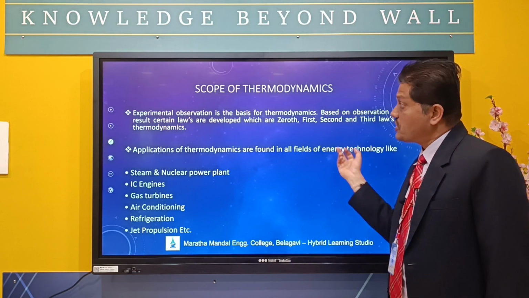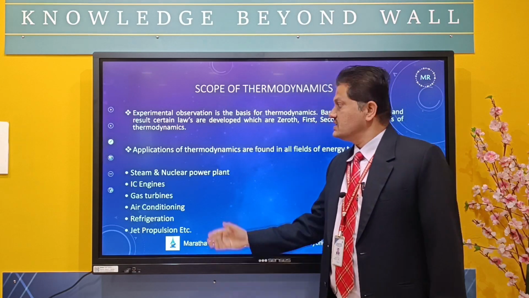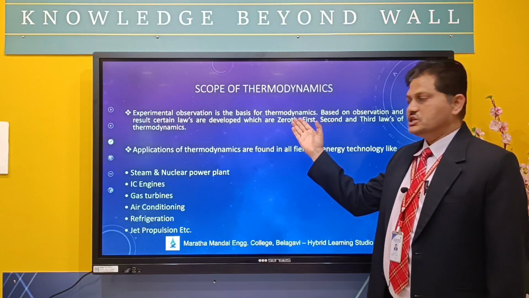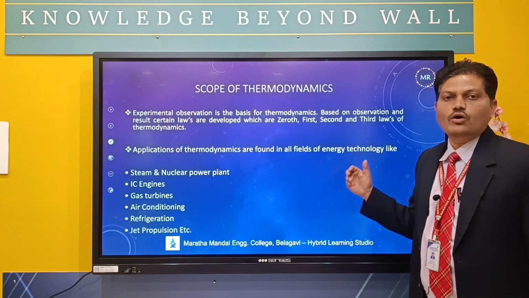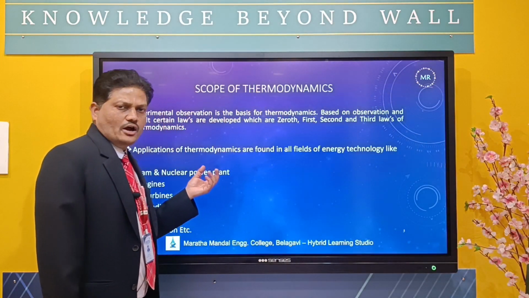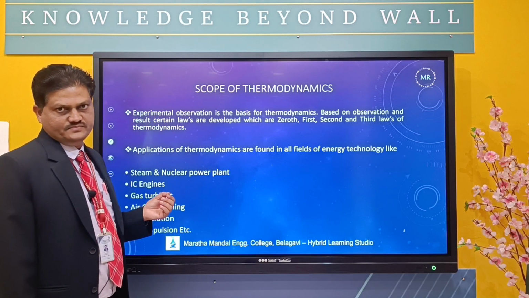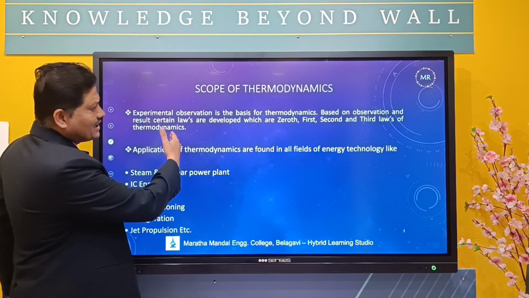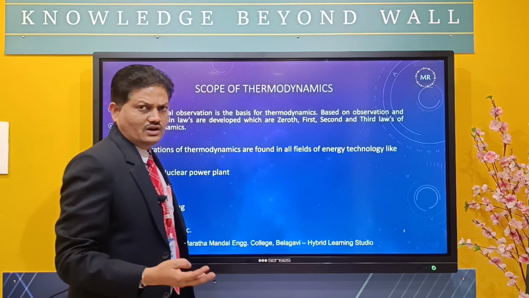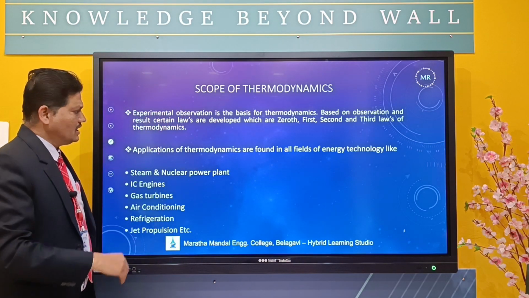Based on the observation and the experimental results, certain laws were developed: the zeroth law, the first law, the second law, and the third law of thermodynamics. These are the laws derived after the experimental results. Later on we will discuss these laws in detail.